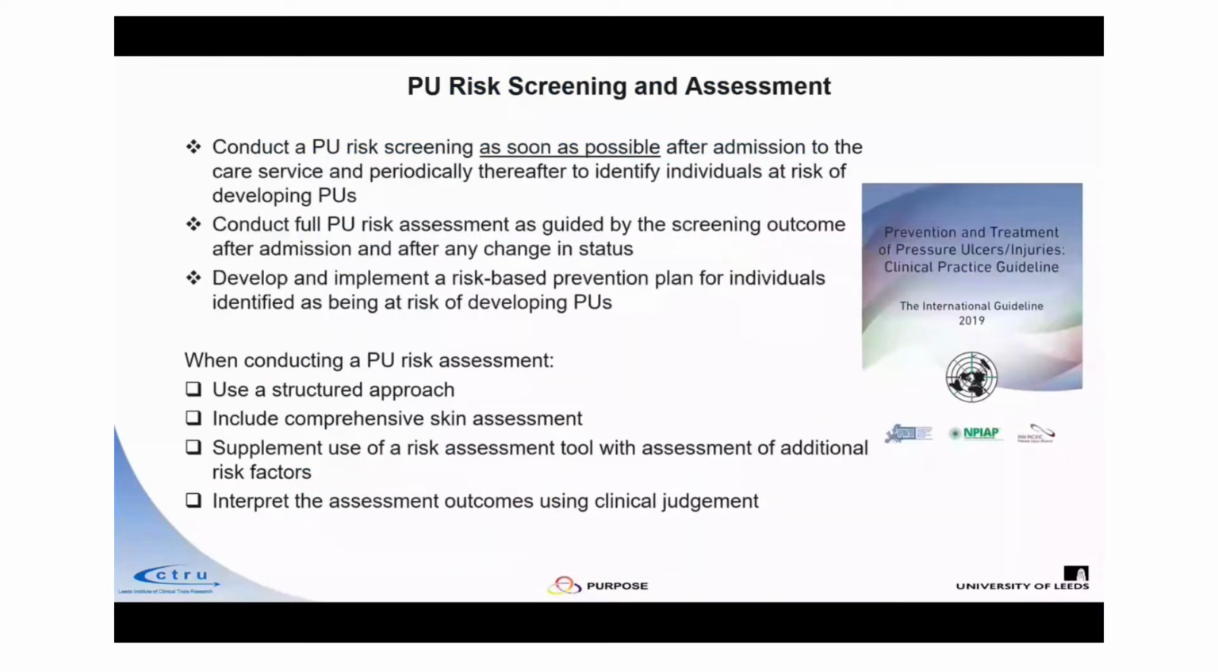And if I look at international guidance, what it says about risk assessment is that they should conduct a screening as soon as possible after admission to the care service, and then periodically thereafter to identify individuals at risk or potentially at risk, and then conduct a full risk assessment as guided by the screening outcome, and develop and implement a risk-based prevention plan for individuals at high risk.